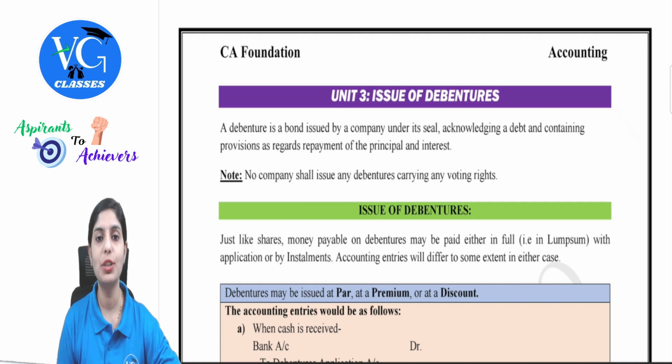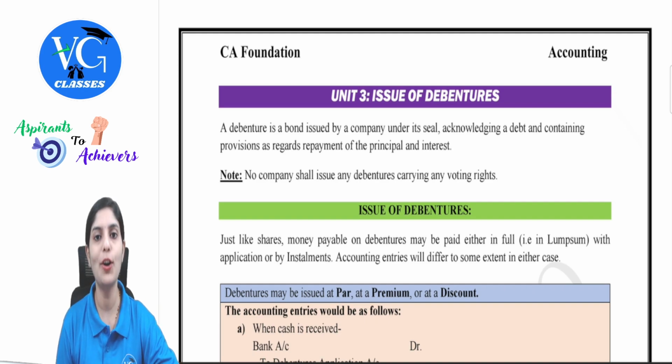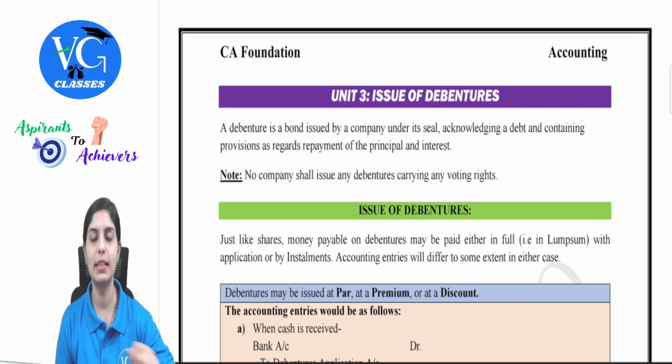So in the previous unit we had understood issue of shares, along with that there was forfeiture and reissue. Since the concept of issue works in the same flow, the same thing will also carry forward for your issue of debentures. Now, what are debentures? Difference between shares and debentures.